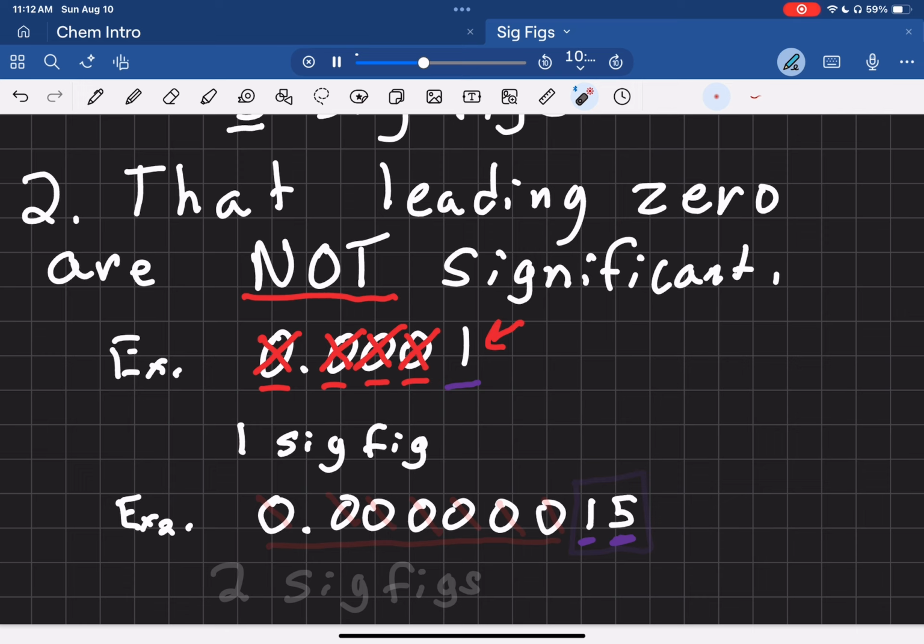And then all these other zeros right here, well, just like we said before, these are all leading zeros. So these are not significant. So that one's gone, that one's gone, that one's gone, that one's gone. You get the idea. So therefore, this number only contains 2 significant figures. All right, so we would say this number only has 2 sig figs.